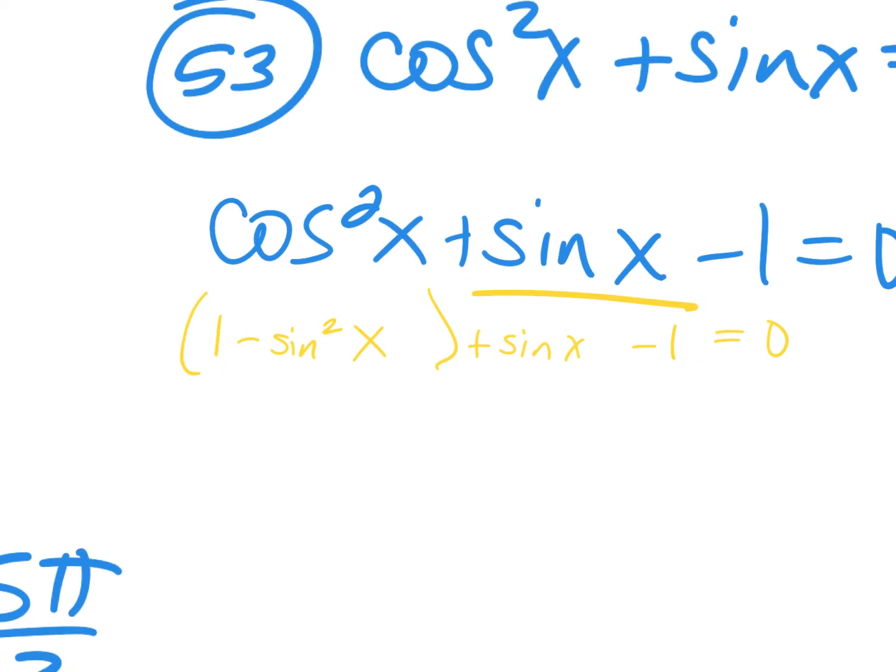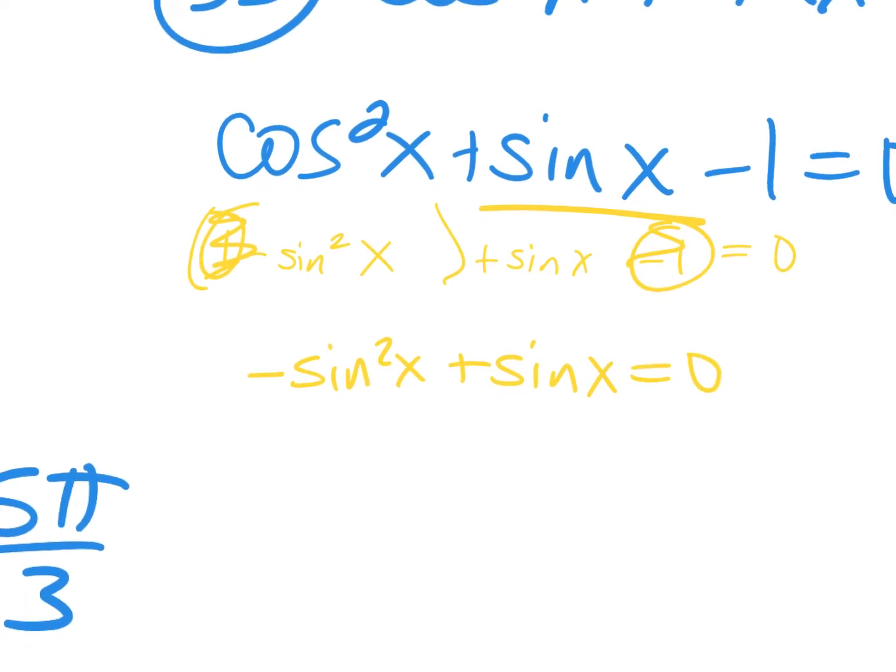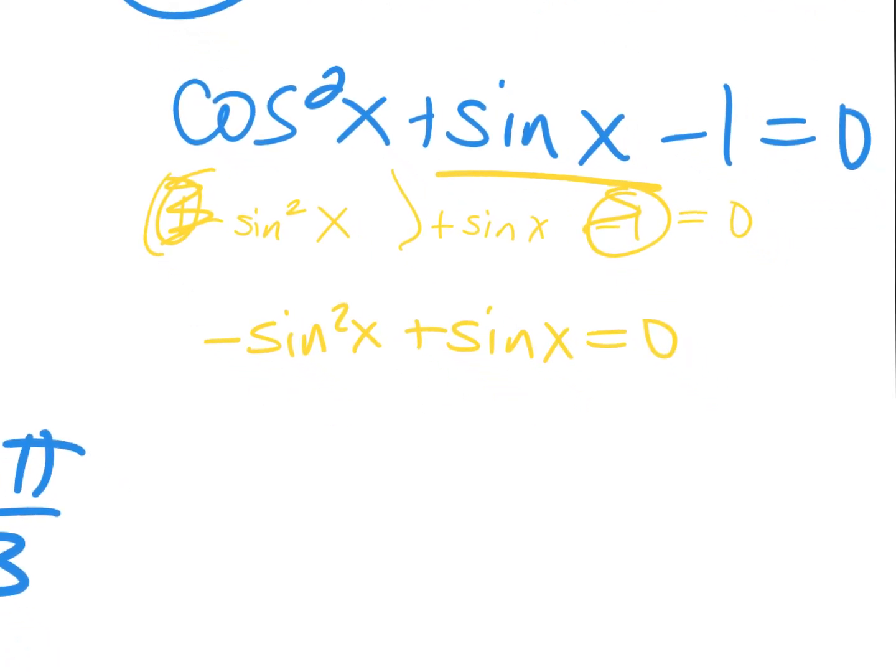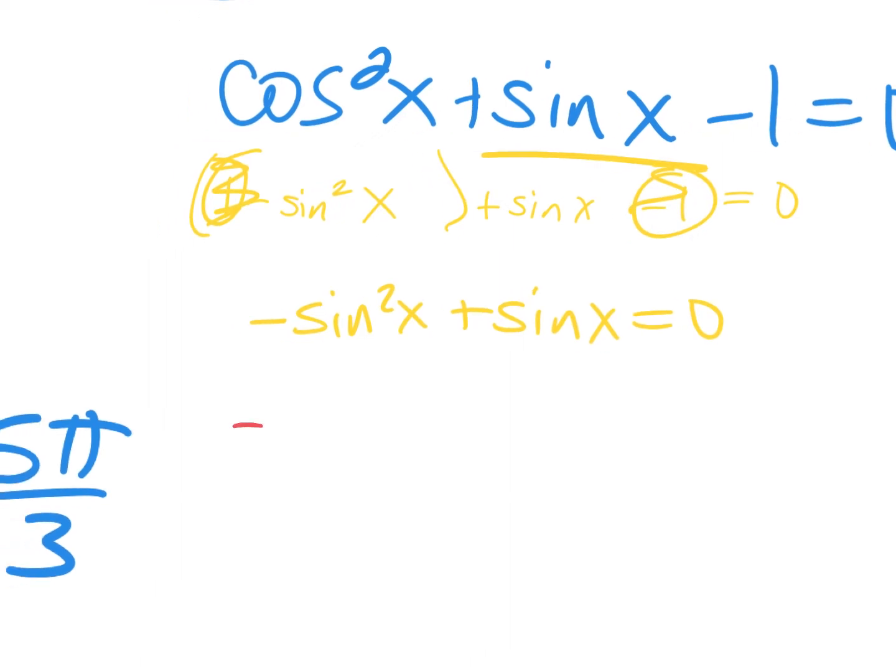What can I combine here? I have a positive 1 and a negative 1. What happens? 0. They cancel. So I'm left with negative sine squared x plus the sine of x equals 0. A bunch of people in A period get here and then go, now what? Factor, guys. What do they have in common? They both have a sine. Take out a negative one. So I'm going to take out negative sine x. That leaves me with sine x minus 1.